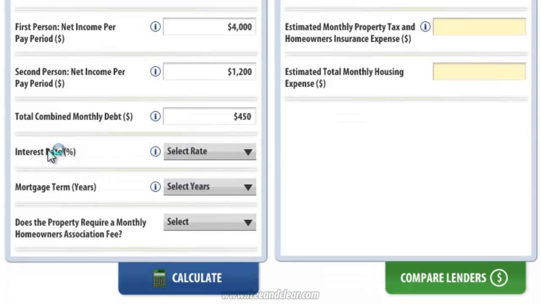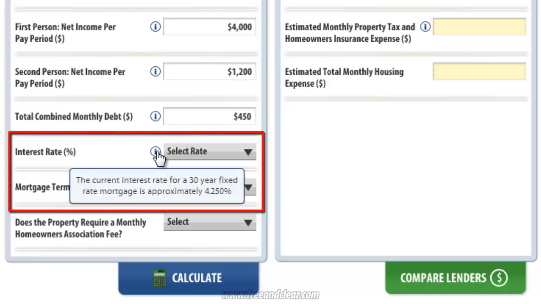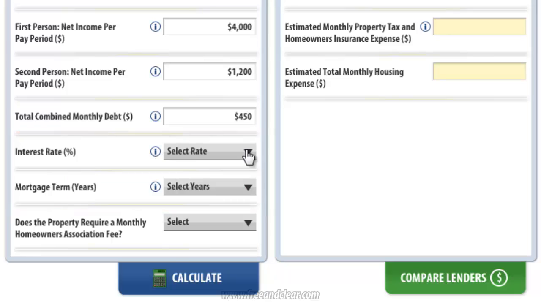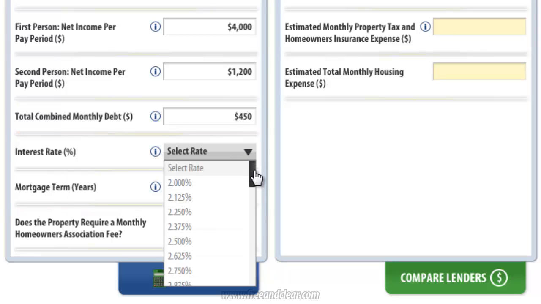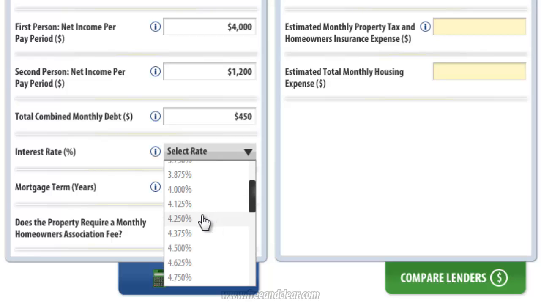The next input asks, what is our interest rate? And if you have a question about what the current interest rate is, you can hover over the icon to the left of the drop-down menu and it reveals the current interest rate. In this case, the current interest rate for a 30-year fixed-rate mortgage is 4.25%. If you open up the drop-down menu, it reveals a wide range of interest rate options, and in this case, I'm going to select 4.250.